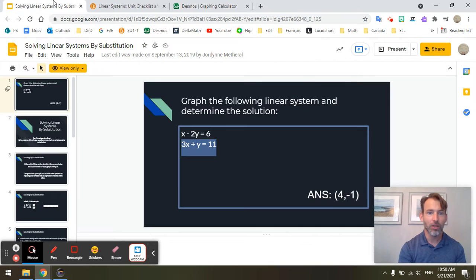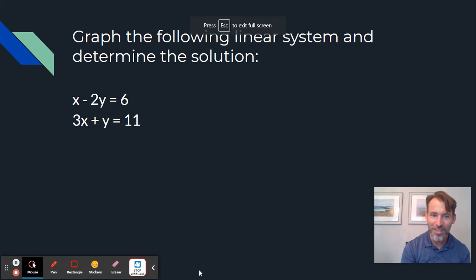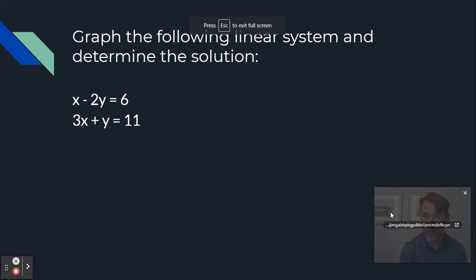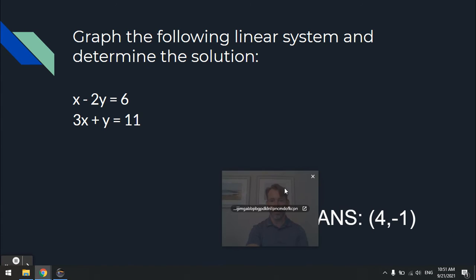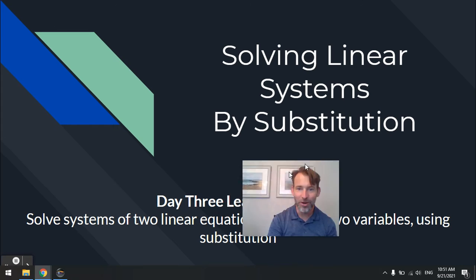Now, let's take a look at another way we can find our answers. All right, we don't always have to use Desmos. We don't always have to use graph paper. We can do some algebra from time to time. So the answer was (4, -1). Thank you, PowerPoint. Now, here we go.